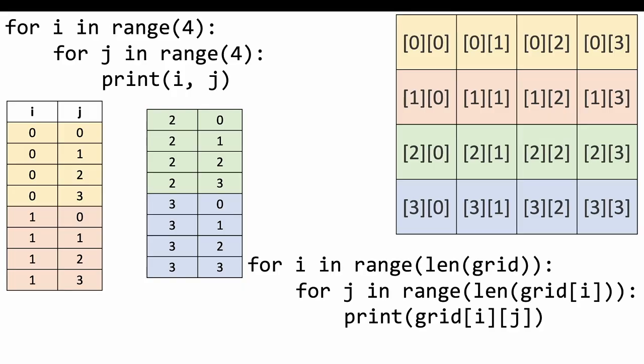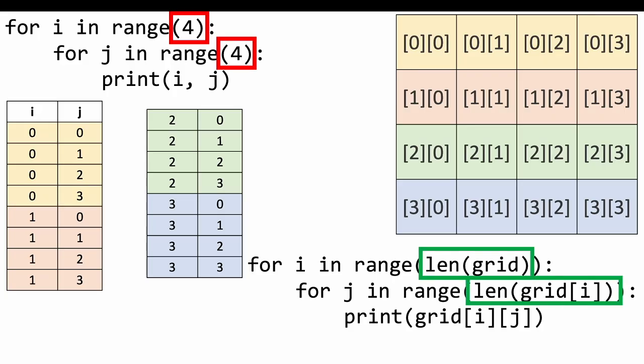So this is how we iterate through 2D lists. We've got for i in range len grid, and that should look really familiar from iterating through the rows. Then we've got for j in range len grid i, which should look quite familiar from iterating through columns, and then we're going to print grid i j. Notice it's very similar to our nested for loops, but we've got len grid instead of 4, and len grid i instead of 4.